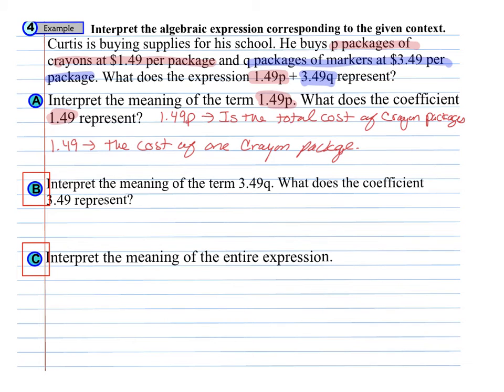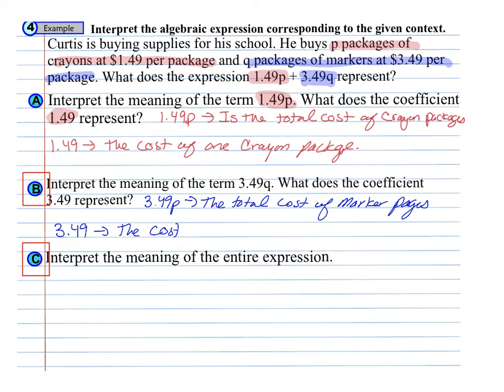And we're going to be doing the same thing for part B, but now we're going to do it with the 3.49q. And we know that q represents packages of markers. So we're going to have that 3.49 times q is the total cost of marker packages. And that means that the 3.49, just one 3.49 with no variable, means one. The cost of one marker package. And I spelled package wrong over here.